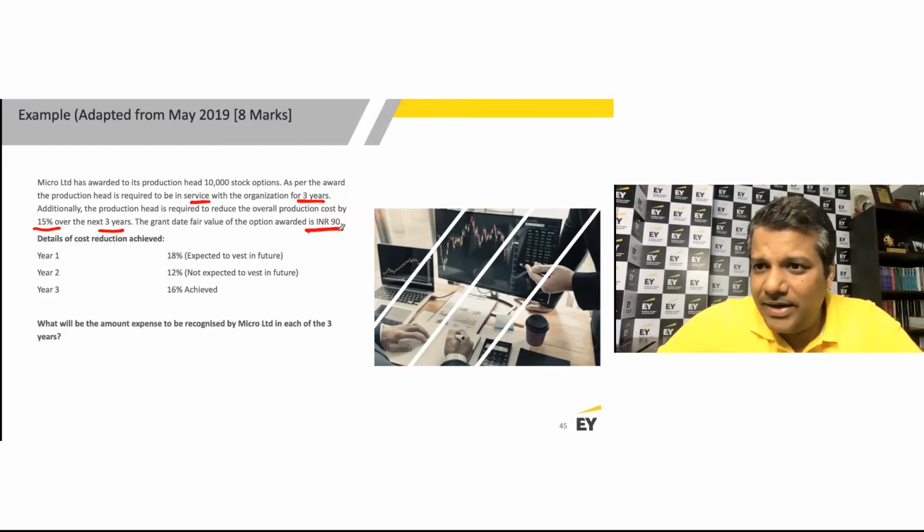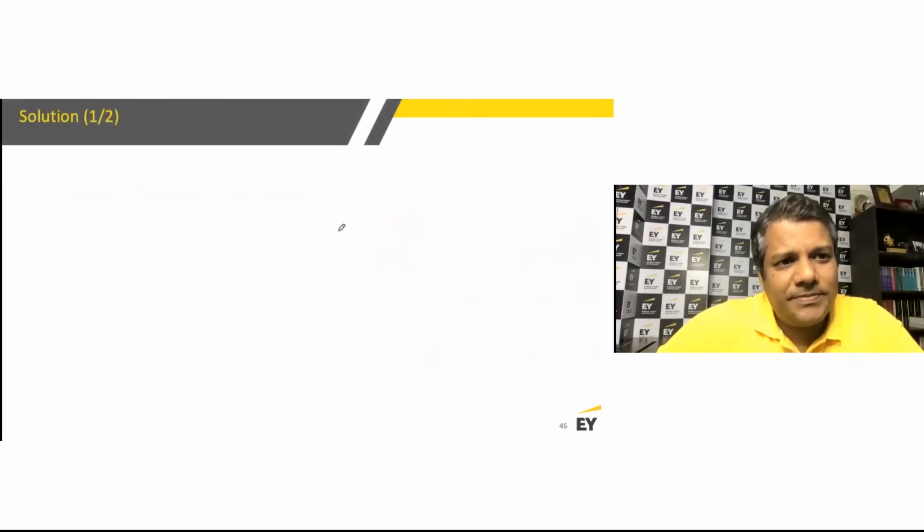Interesting question, right? So you first have your service condition and a non-market performance condition. Now in year 1 it was expected to vest, so I need to continuously record the cost. In year 2, suddenly I see it's not expected to vest, there's a change in the scenario, so I'll have to reverse. And then in year 3, 16% is achieved, that means I'll have to again record. So there's going to be volatility, right? Let's look at the solution.